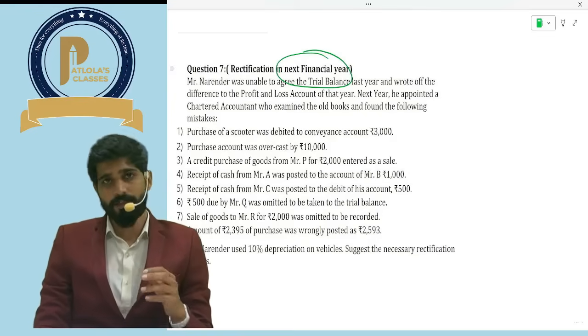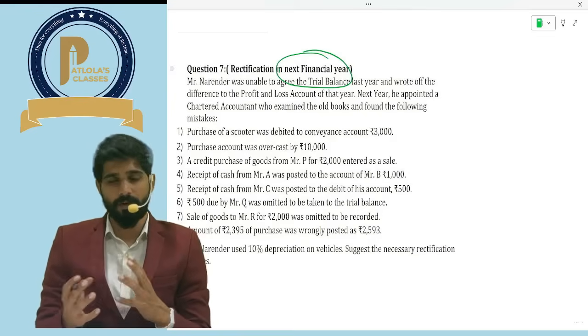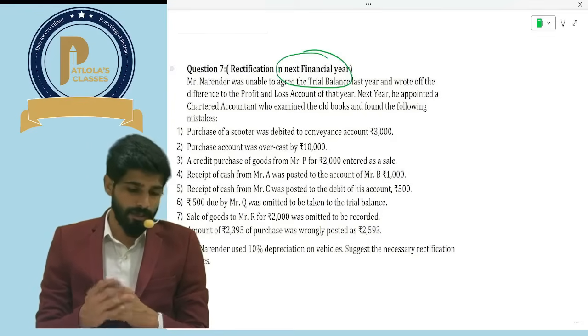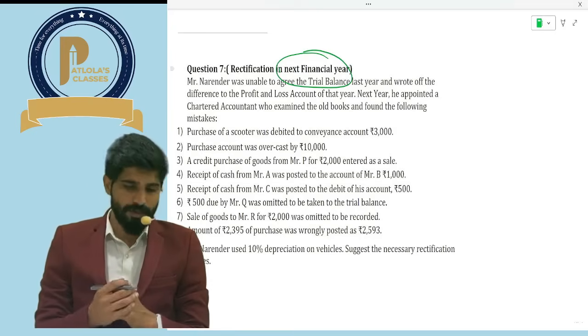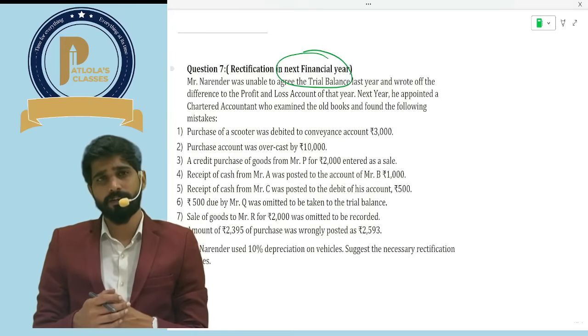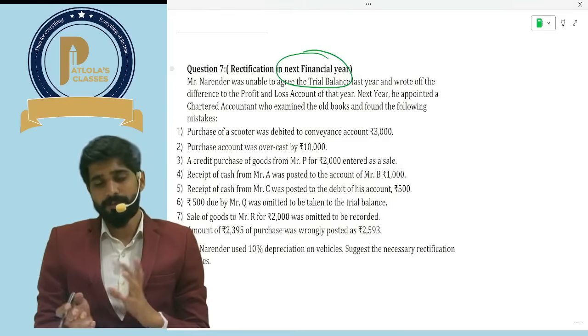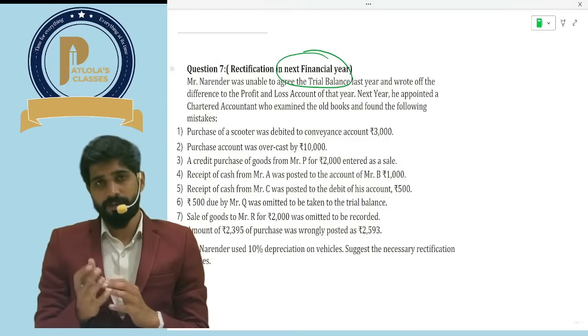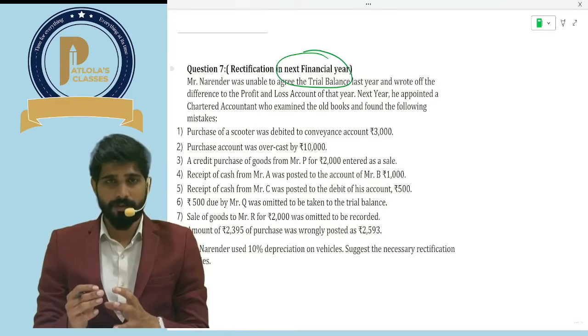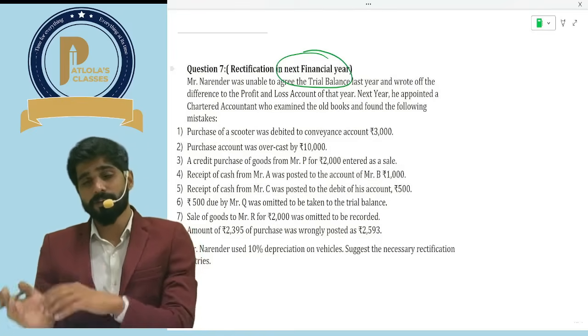Generally in this area students struggle a lot because lot of confusions are being created. You don't worry, it's very simple. I'll teach you a very simple technique so that you can solve all the questions. It is simple that it is same like the second method, that is after trial balance, but here the rectification is done in the next financial year.